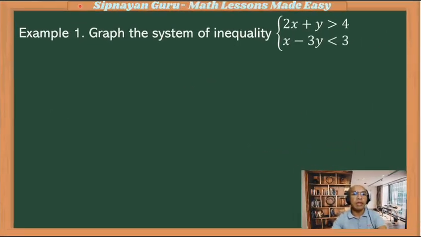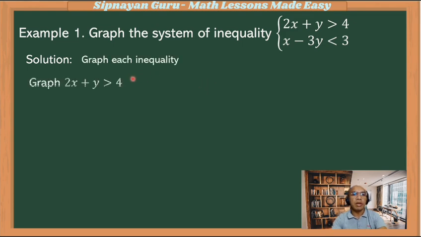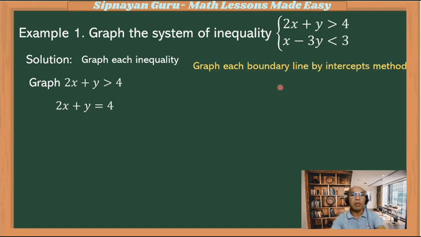So let's try to graph this first system of linear inequalities, 2x plus y greater than 4, x minus 3y less than 3. So we will graph first the inequality 2x plus y is greater than 4. In our previous video, we already discussed how we are going to graph linear inequalities in two variables. So the first step is we will change the inequality to an equation, and we will graph this linear equation in two variables. This will serve as our boundary line. In this case, we will be graphing the boundary line by the intercept method.